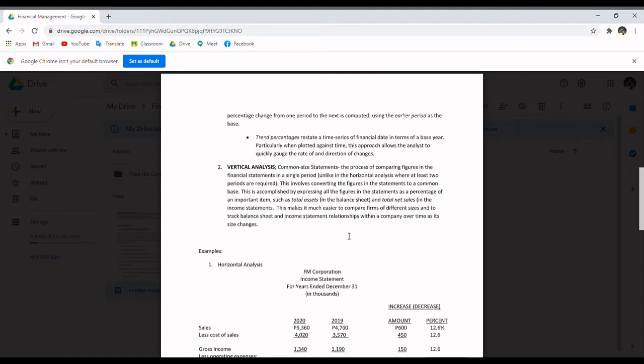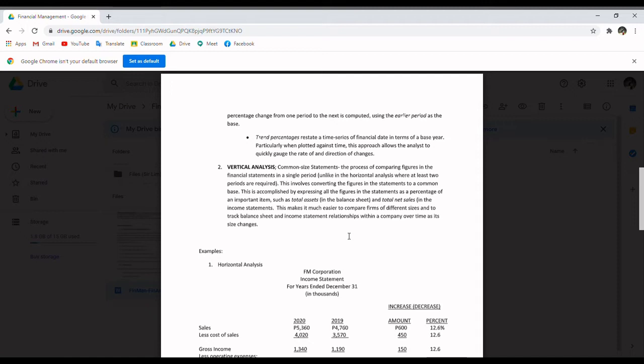This involves converting the figures in the statements to a common base. This is accomplished by expressing all the figures in the statements as a percentage of an important item, such as total assets in the balance sheet and total net sales in the income statement. This makes it much easier to compare firms of different sizes, to track balance sheet and income statement relationships within a company over time as its size changes.